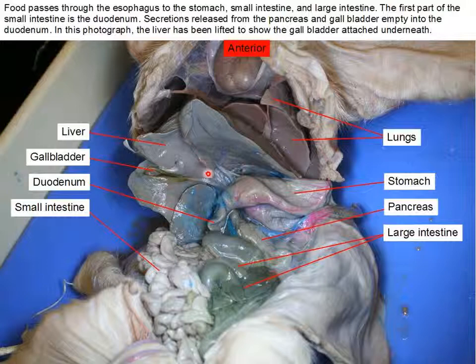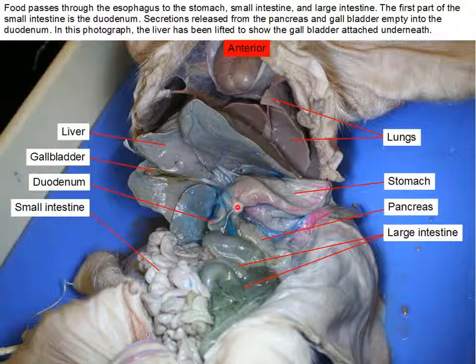So as it produces that bile, it's going to be stored in the gallbladder. Gallbladder has its own duct that connects to the duodenum, and so that's how the bile salts get in there. Pancreas also has a digestive function in producing bicarbonate and other digestive enzymes. Those are delivered via the pancreatic duct to the duodenum. They all meet in there.